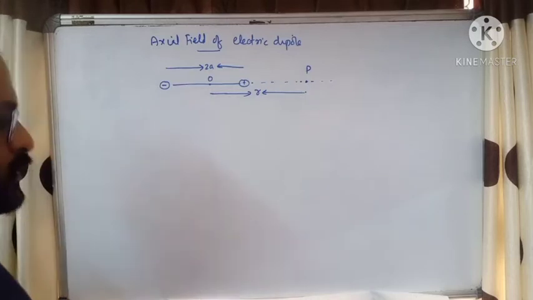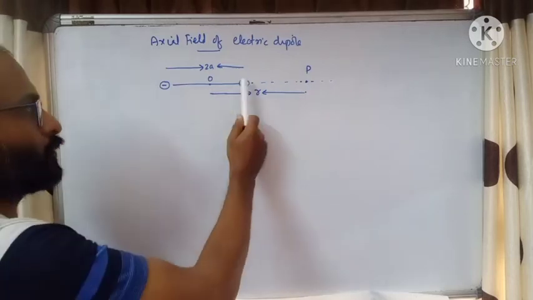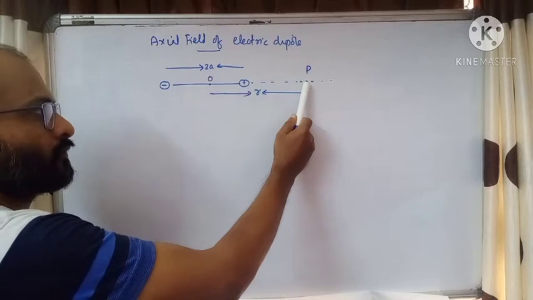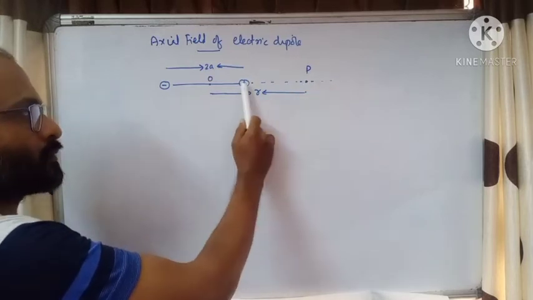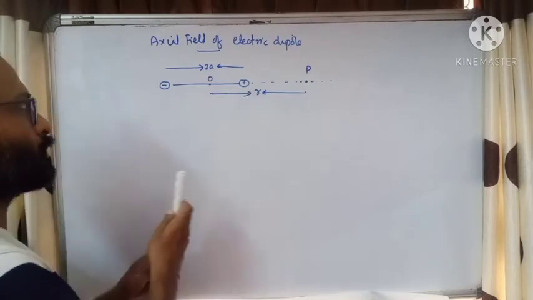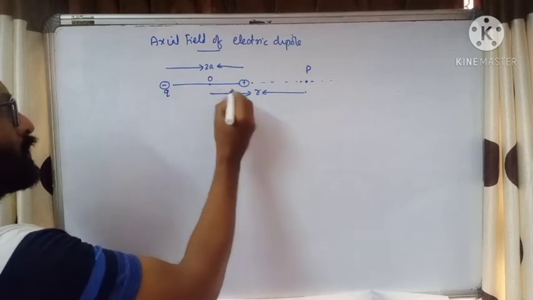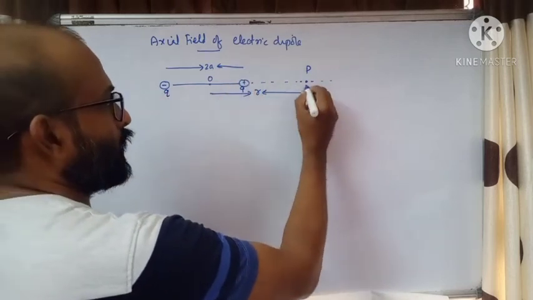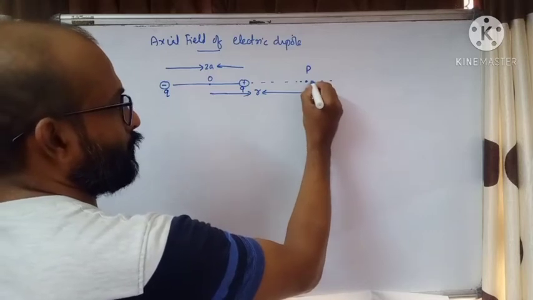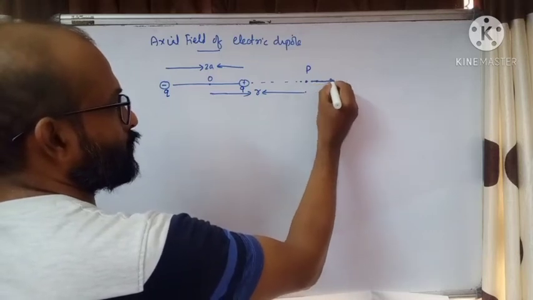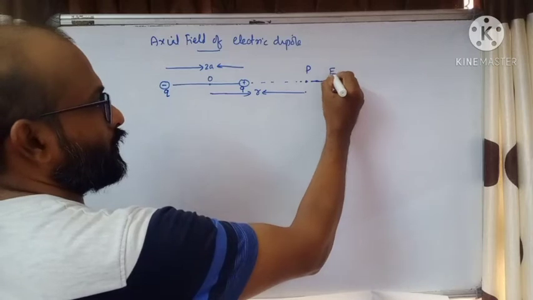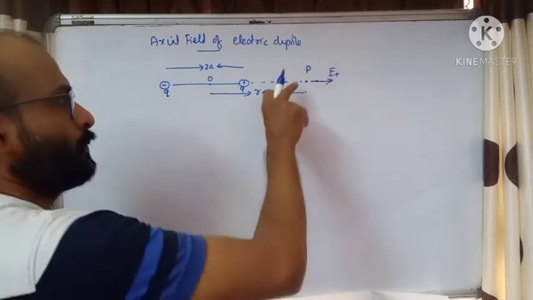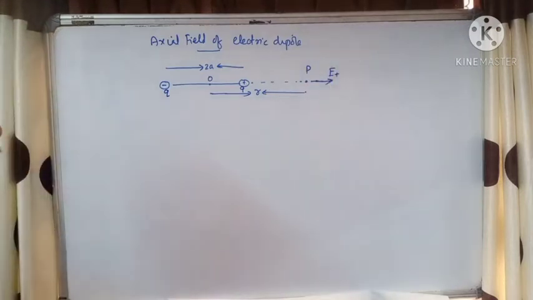At this point, the positive charge will create an electric field away from the charge. Both charges have the same magnitude, small q. The positive charge will create intensity away from the charge. I will just mark the direction. This is the direction of intensity, I can mark it as E plus, which is away from the charge.